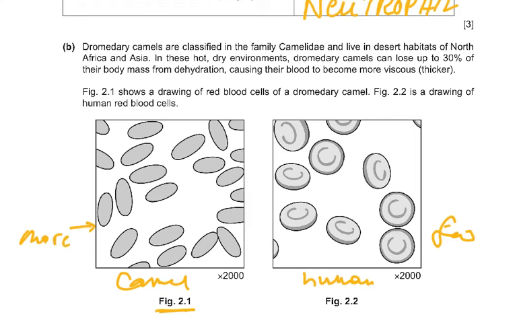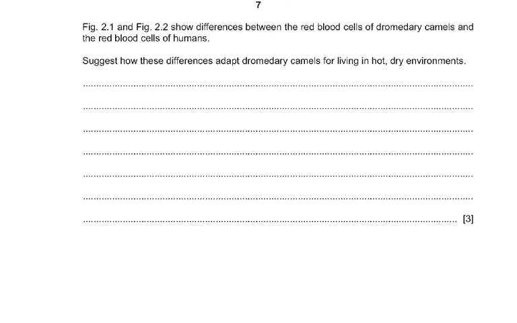So let's look at the question now. Looking at it, you can see the number in this space is this number of cells. Now, what are they asking you? They're saying figure 2.1 and figure 2.2 show differences between the red blood cells of camels and the red blood cells of humans. Suggest how these differences adapt camels for living in hot, dry climates. Now, a suggest I always say is a very difficult question. And so in a suggest here, you would just have to come up with something. So there are 3 marks.